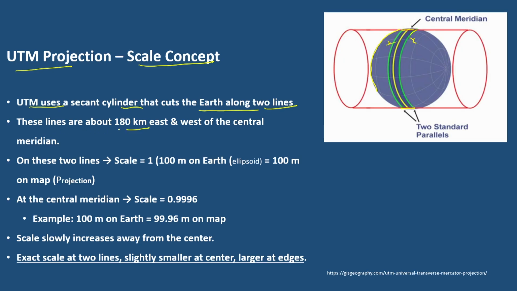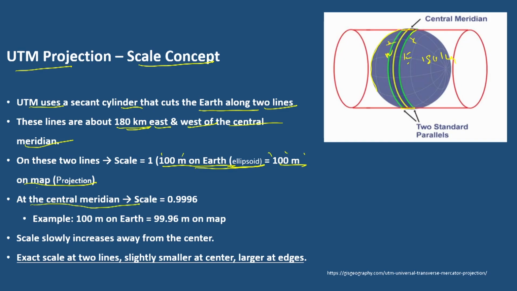These lines are about 180 kilometers east and west from the central meridian. So, this is the central meridian, and west and east 180 kilometers. On these two lines, scale is 1, which means 100 meters on the earth ellipsoid is 100 meters on the map projection. So, both are equal, 1:1.